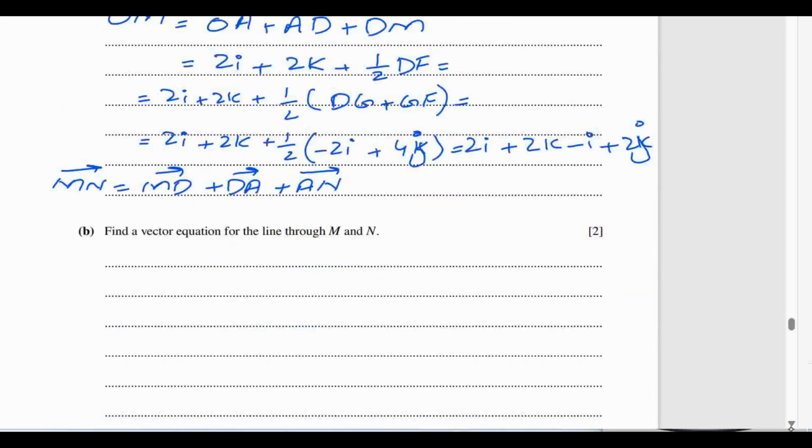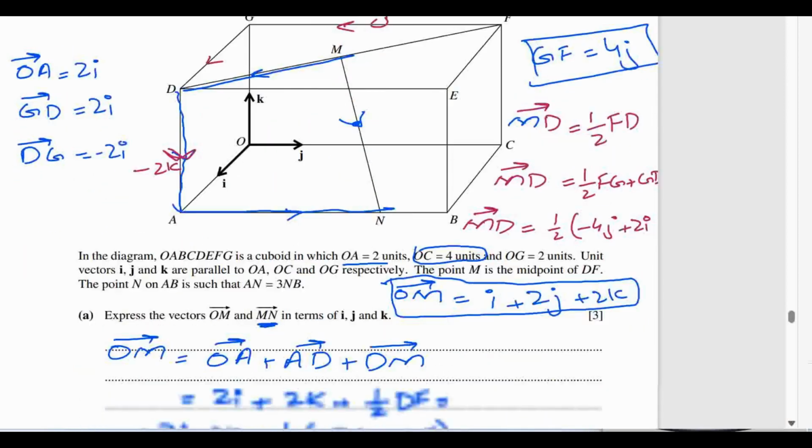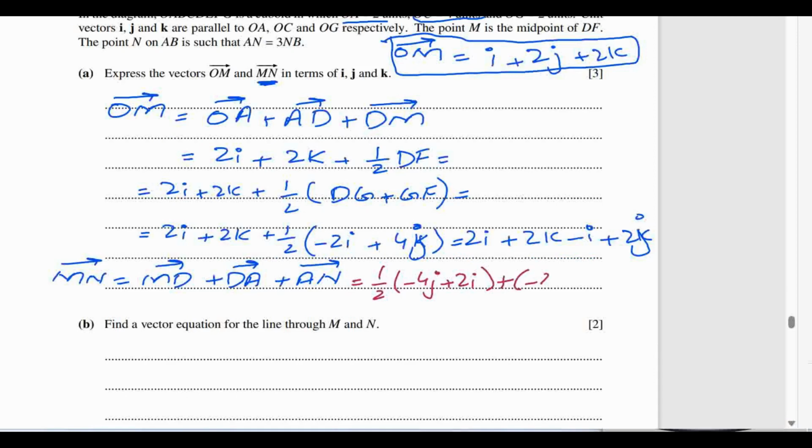So here we can see that MD will be equal to 1 by 2 of minus 4J plus 2I plus DA. Now DA will be, let's see, where is DA? Now D to A, this is DA. Now DA will be equal to minus 2K. As you can see that the direction is downward. So this will be equal to minus 2K and AN. What about AN?